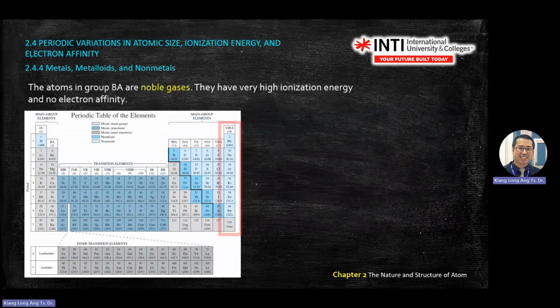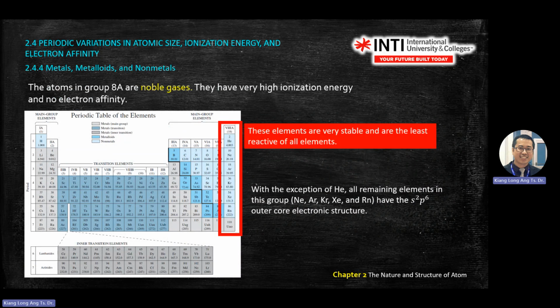The rest you read. Number 8 is noble gas. It's stable. Okay, stable. They will always have S2P6, the full maximum electron in the subshell.